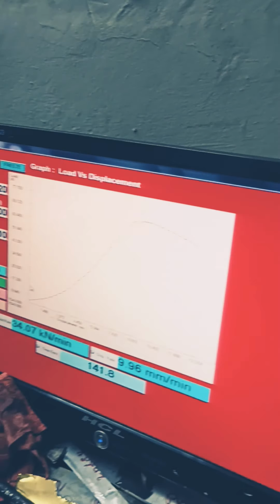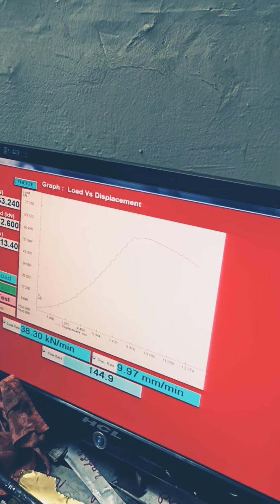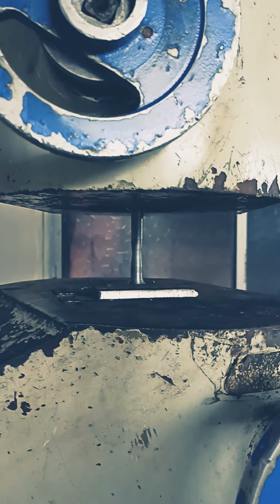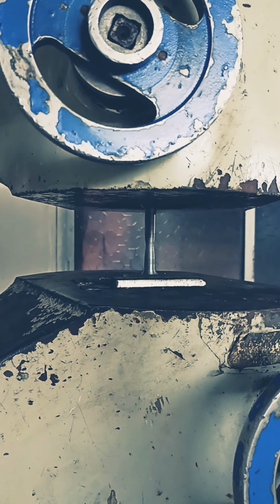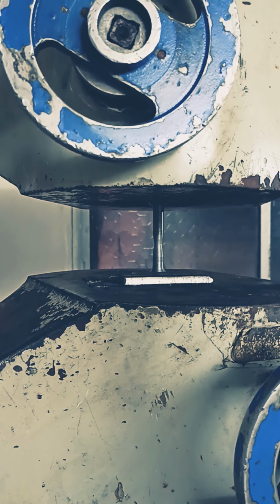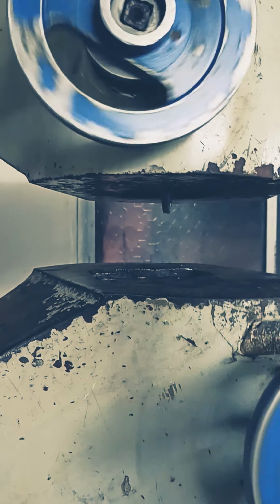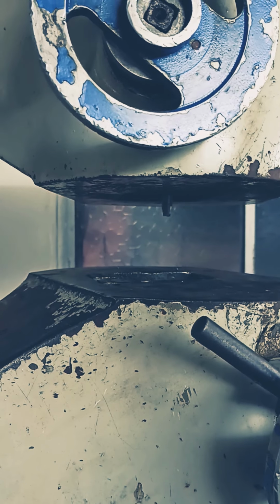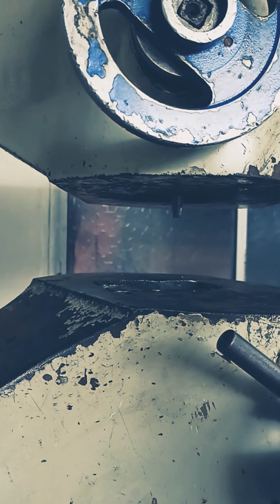You can see here the graph is gradually going down. This is the necking of the sample. At this point, this is the maximum stress the sample can sustain, also known as the breaking load. The sample has broken.